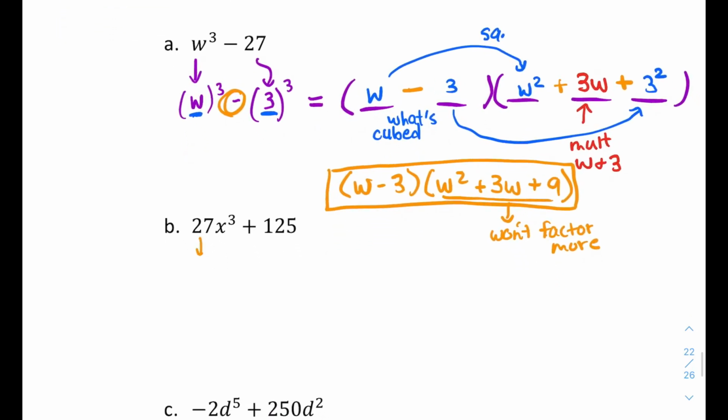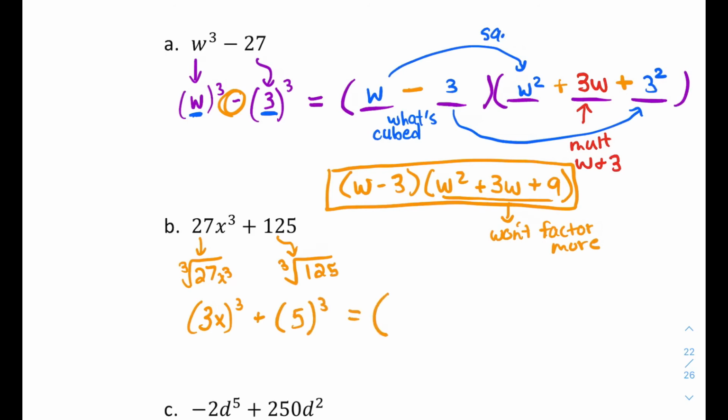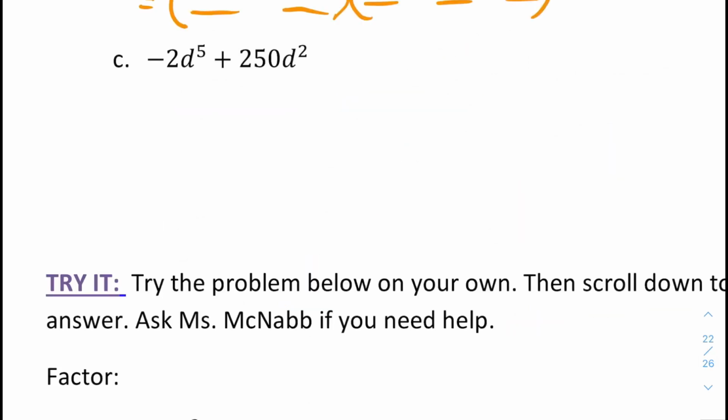On this one, I'm going to let you do it once I get you started. So if you don't know what you cube to get 27x cubed and 125, you can always do the third root, break it down, or use your calculator. You'll get 3x and 5, and then see if you can fill in what this would factor to. Let's look at one more.